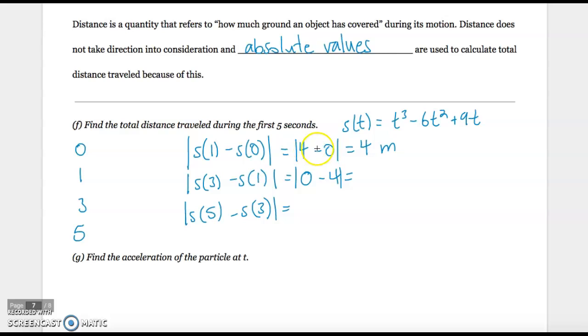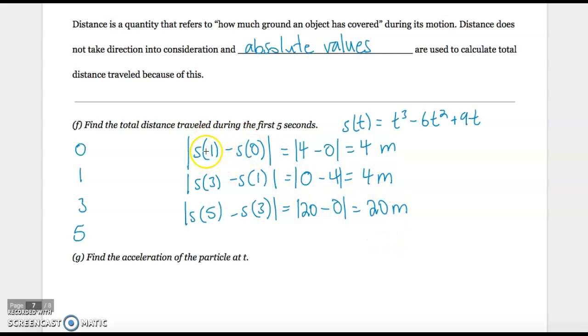So even though my particle moved from 0 meters to 4 meters, and then moved negative 4 meters, in general I still moved 4, right? That's what the absolute value pieces mean. And then again, from S of 5 minus S of 3, well, S of 3 we calculated was 0. Let's find S of 5, and that is 20. So that means my object moved 20 meters in the last section.